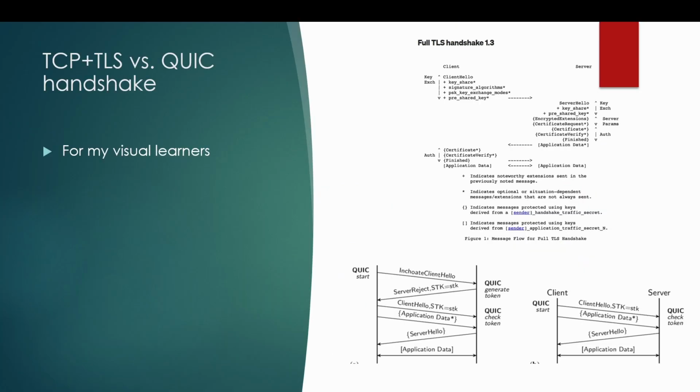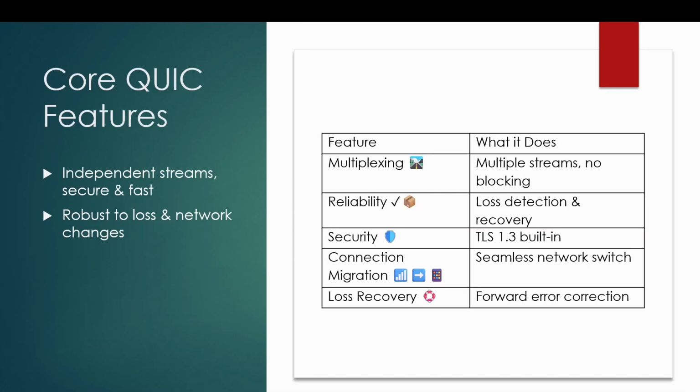For my visual learners, here is a visual to compare. On the top, TCP plus TLS needs multiple exchanges: first a TCP handshake and then a TLS handshake, taking 2 to 3 RTTs before data flows. On the bottom, QUIC integrates TLS 1.3 into its handshake, so that encryption and connection setup happen together, often in 1 RTT or instantly for repeat visits. And that's QUIC's speed edge, making it ideal for modern apps.